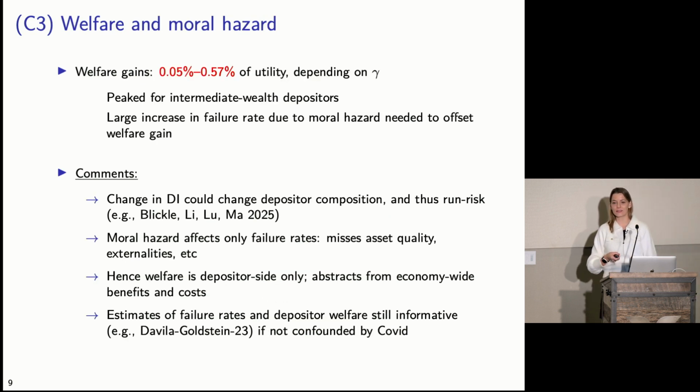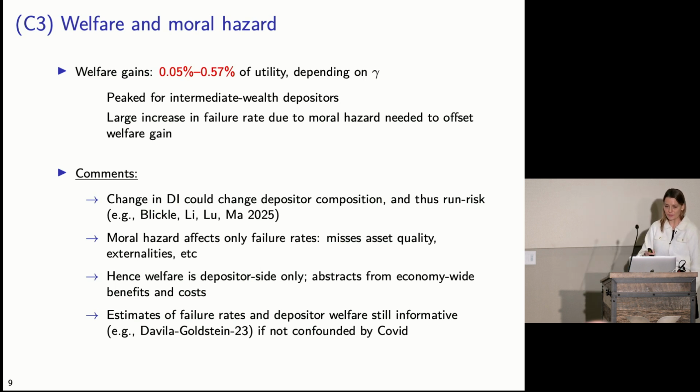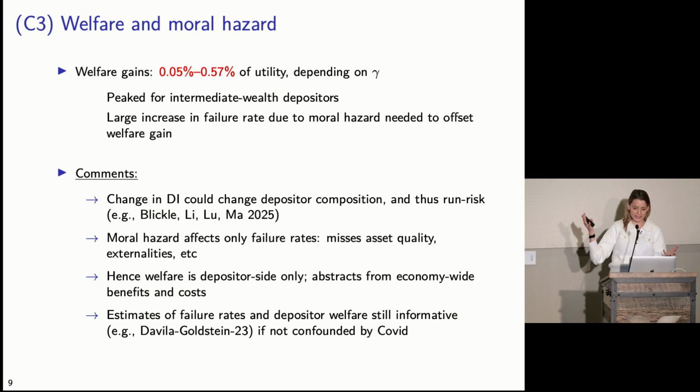Now, in my last almost 3 minutes, the paper discussed welfare and moral hazard, and then argued that the increase in the failure rate due to moral hazard would need to be extremely large in order to offset the welfare gains. As I just highlighted, this is if the depositor base would not change, but Ying Ma and Shu Lu and Jane Lee and Carsten Blickle have shown that if the depositor base could potentially change, that could increase run risk and fragility because you get different people into the banking system.